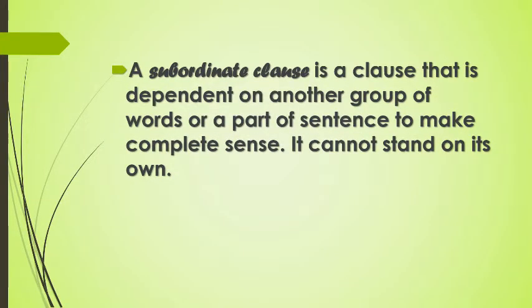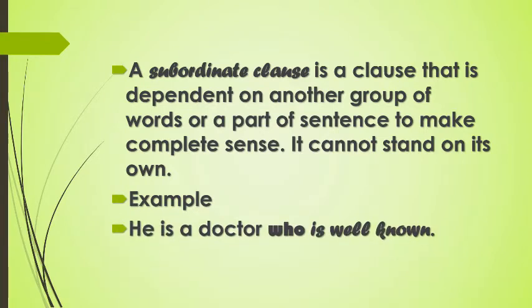A subordinate clause is a clause that is dependent on another group of words or a part of a sentence to make complete sense. It cannot stand on its own. For example, he is a doctor who is well known. In this sentence, the clause he is a doctor makes complete sense. Therefore, it is the principal or main clause.